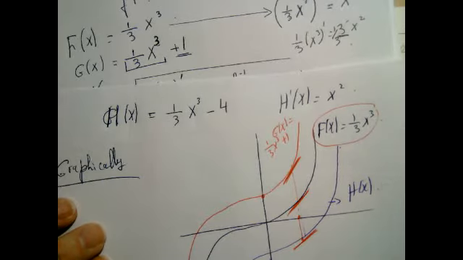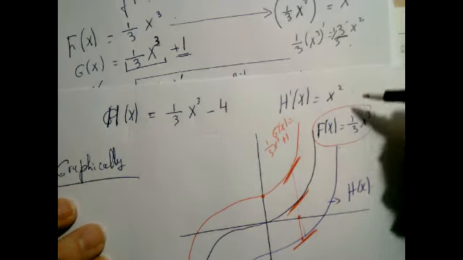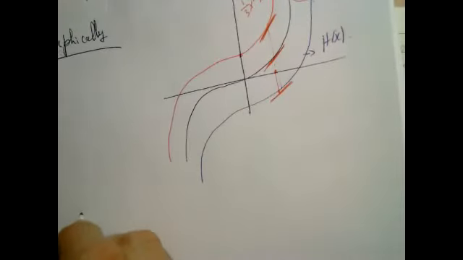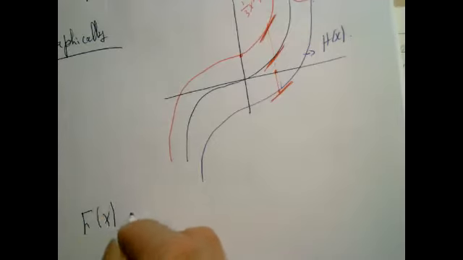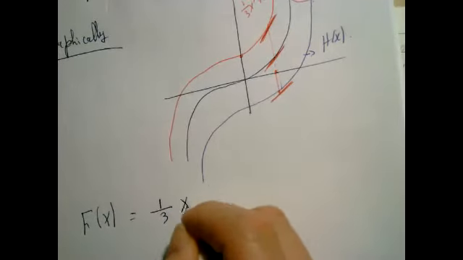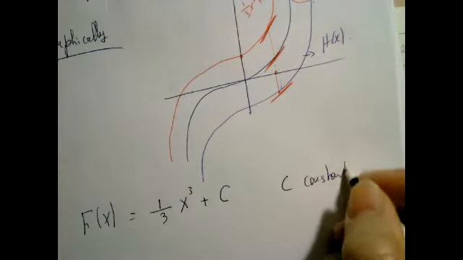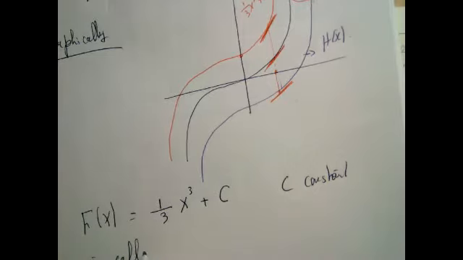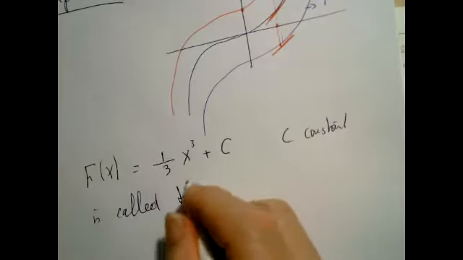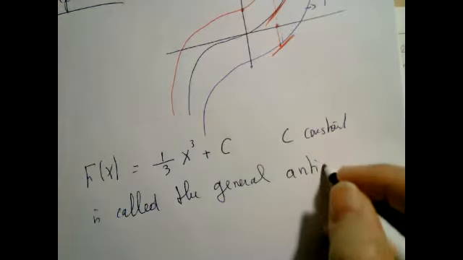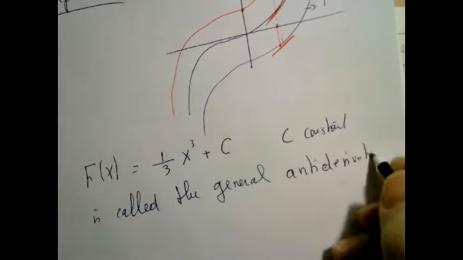So if I have one antiderivative, 1/3 x cubed, I can have a lot of them. I take 1/3 x cubed and add a constant to it, then I will create another antiderivative. So we can say that the function f of x equal 1/3 x cubed plus c, where c is a constant, is called the general antiderivative of f.